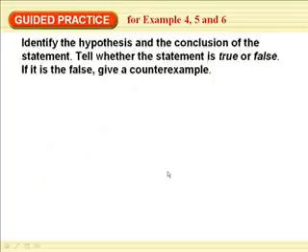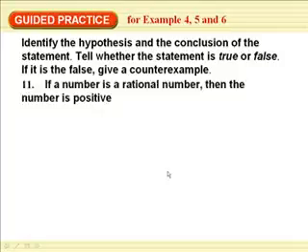Identify the hypothesis and the conclusion of the statement. Tell whether the statement is true or false. If it is false, give a counterexample. Okay, so let's see if we can disprove it. If a number is a rational number, then the number is positive. First off, here's the hypothesis. I'll circle the hypothesis and underline the conclusion.